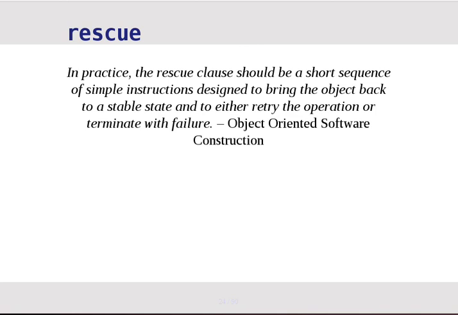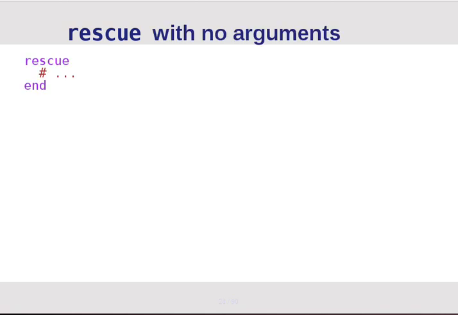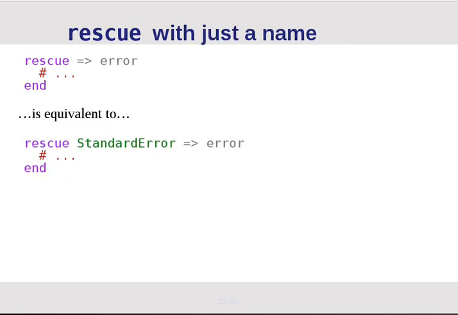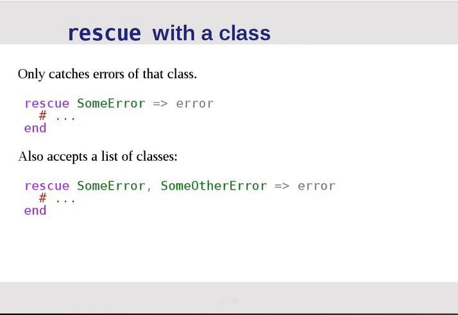Rescue is how we handle exceptions in Ruby. Rescue with no arguments will catch any exception, right? No. Rescue with no arguments will catch StandardError, which means that there are quite a few exception classes that a blank rescue or a bare rescue will not catch. For instance, NoMemoryError, LoadError, SignalException, Interrupt, and there are others. You can call rescue with just a name and no class. It's equivalent to calling it with StandardError. You can call rescue with a class. It'll catch all subclasses of that. You can also call it with a list of classes.